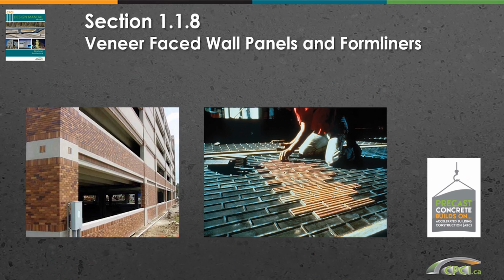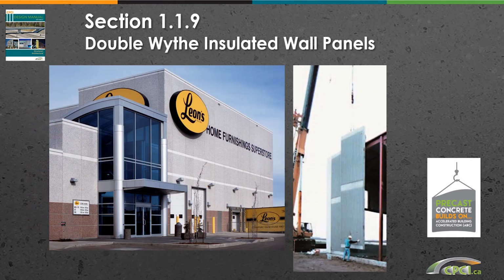Both of these systems provide an economical and efficient way to produce a variety of textures and finishes. This is also covered in greater detail in the previously mentioned guide by M.E. Hackborn. Double Wythe insulated wall panels are introduced in section 1.1.9. Besides this design manual and the best practice guide, CPCI also has a number of resources to support the design of these systems: the rain control guide, a maintenance guide, and a guide on meeting and exceeding building code thermal performance requirements, all published by RDH Building Science.